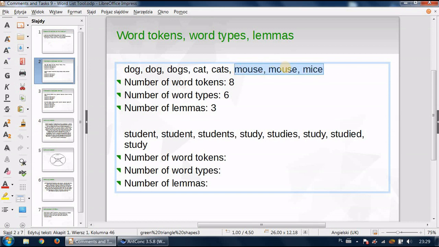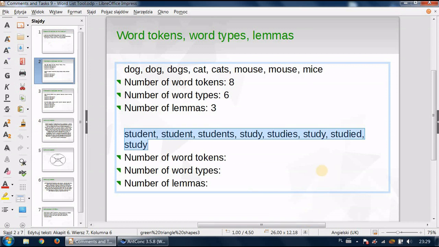So it's one lemma. So I hope now you more or less understand the general difference between word tokens, once again, these are orthographic occurrences of words; word types, which are the same word forms; and lemmas, which are all inflectional forms of the same word. Okay? So the next task I would like you to do is to count the number of word tokens, number of word types, and number of lemmas in this example.